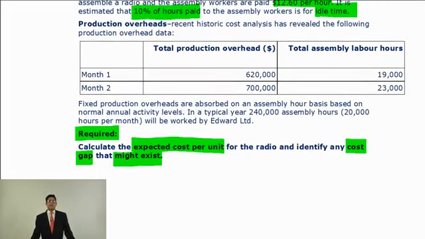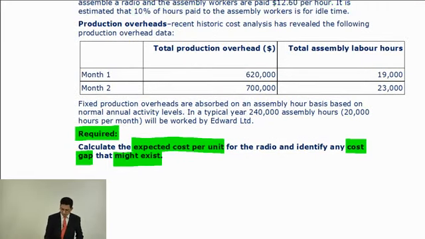Let's carry on to the production overheads. Is it okay? Right, production overheads. Recent historic cost analysis has revealed the following production overhead data. They have given us production overhead data over 2 months, 1 and 2. Whenever we are given overhead costs in different periods, always remember, whether the examiner tells us clearly or doesn't tell us clearly, we have to stick to one method which you might have learned in paper F2 and again in paper F1. We are going to do it now.